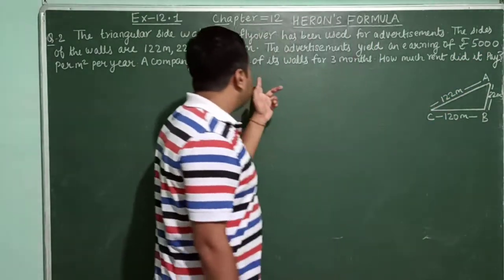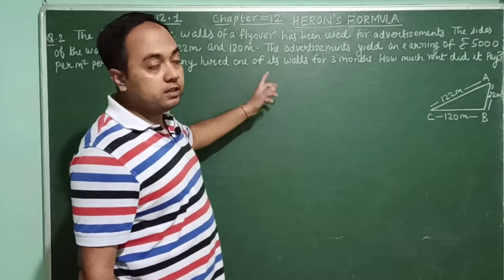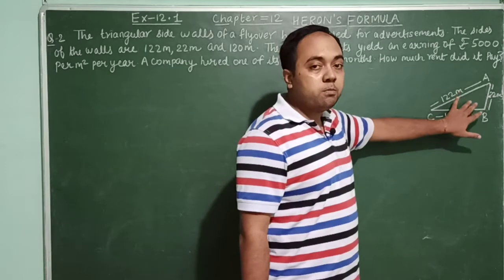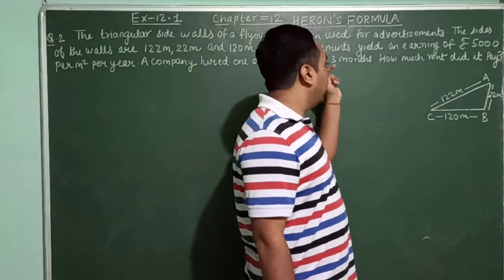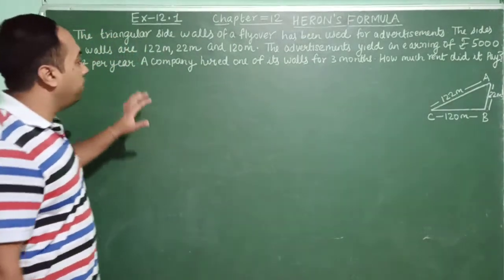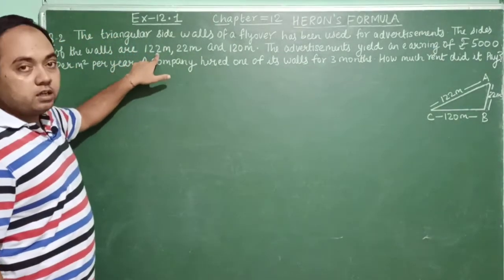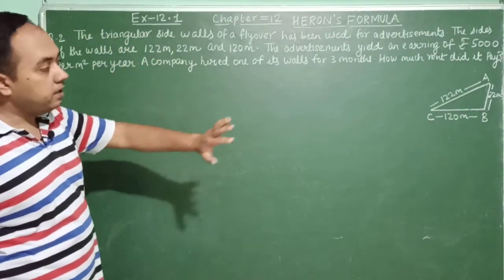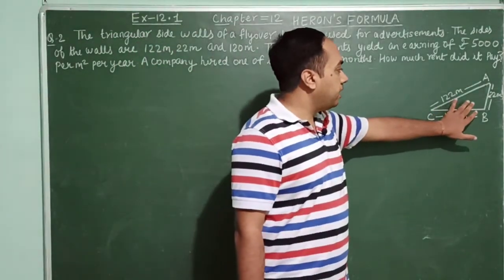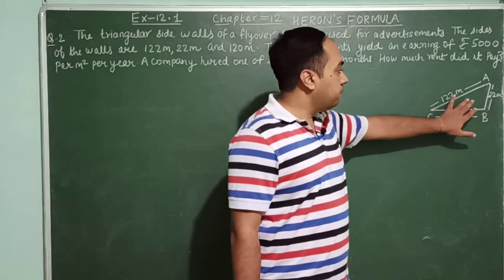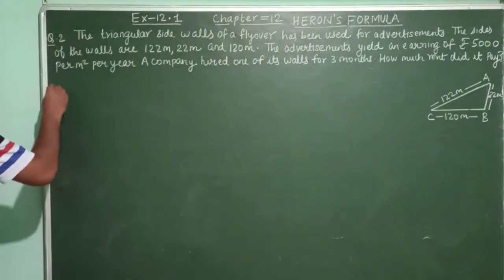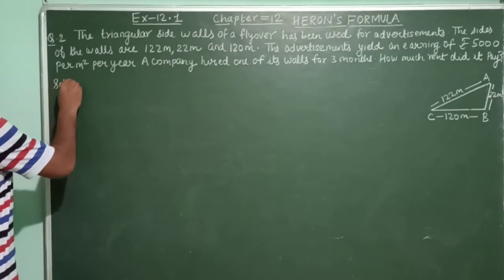So now the question is, if a company hired this advertisement wall for 3 months, then how much rent did that company pay? So in this question, first we will calculate the area of this advertisement wall, and after that we will calculate how much rent was paid by the company for hiring this wall for 3 months. So first thing is, I am writing the solution over here.